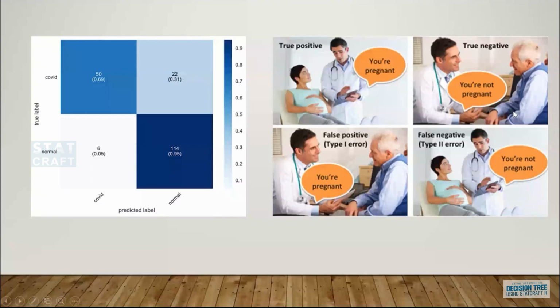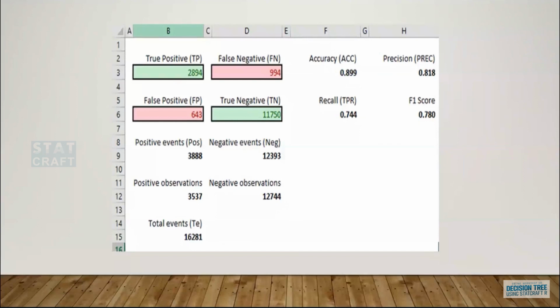2894 are true positive cases. 11750 are true negative cases. All green are success. So what is the classification accuracy? The summation of all these four quadrants is the total, and 2894 plus 11750 divided by the summation of all this is the classification accuracy. And that comes to be 0.899. Is it clear? Okay, now see.